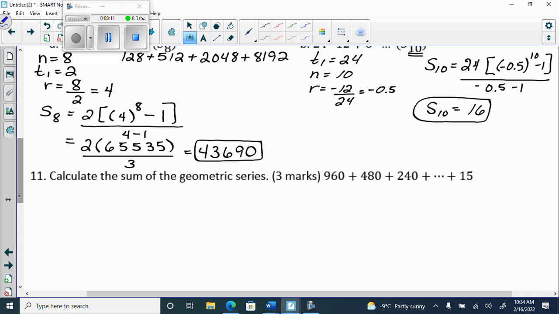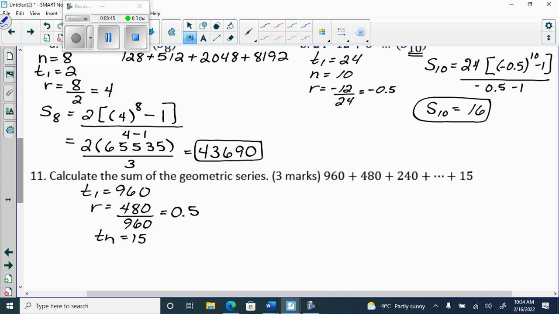So we have to write down what we know. We know T1 is 960. We can find R. It's 480 divided by 960, which is 0.5. And then we know Tn is 15. Oh, crud, we have to find N because it's a sum. Do we have to find N when it's a sum? Only if it's an arithmetic sum, correct? Is this an arithmetic sum? No, it's a geometric. So which formula can we use?